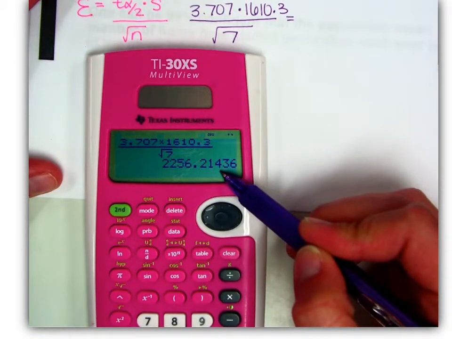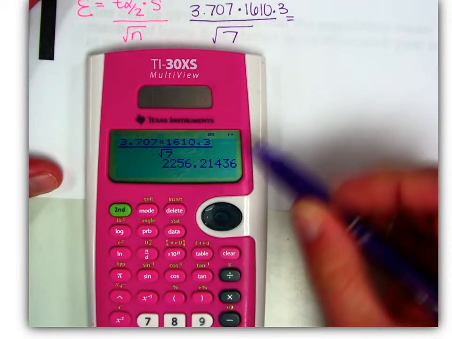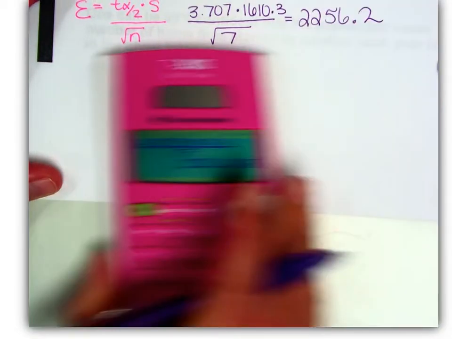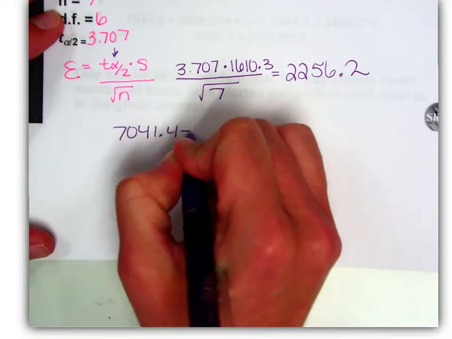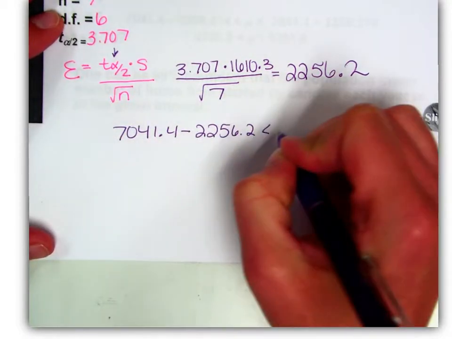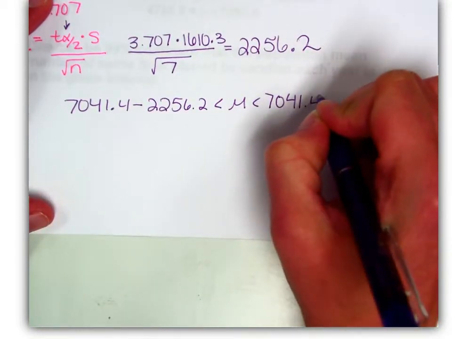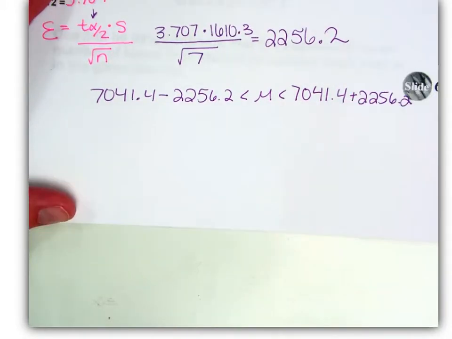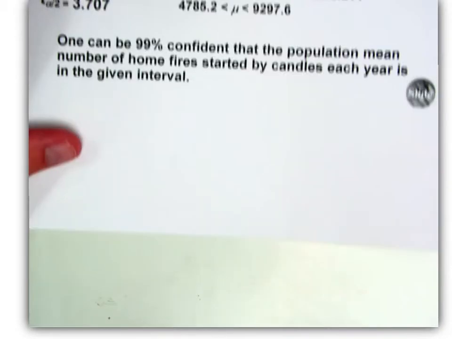So that would be 214, and that 3 makes that 4 stay the same. So that would be 2,256.2. And now all I have to do is 7,041.4 minus 2,256.2 less than mu less than 7,401.4 plus 2,256.2. And when I do that, my final answer, let me go ahead and flip to the next page, right here.